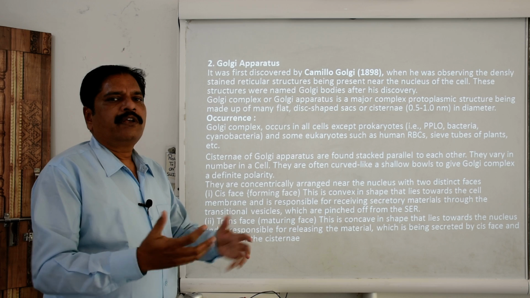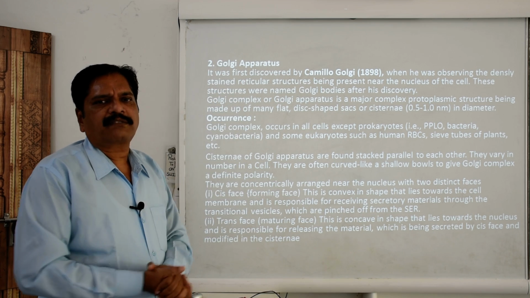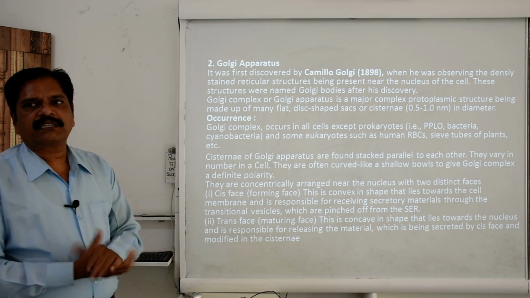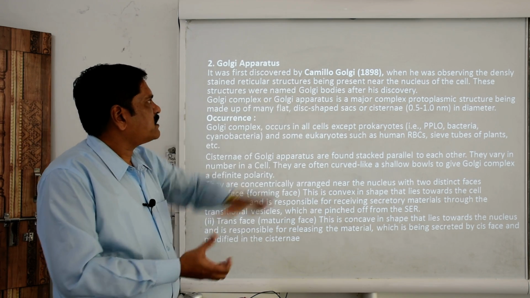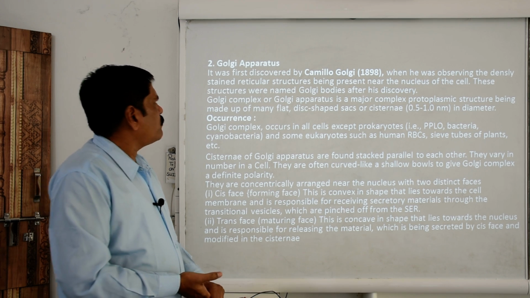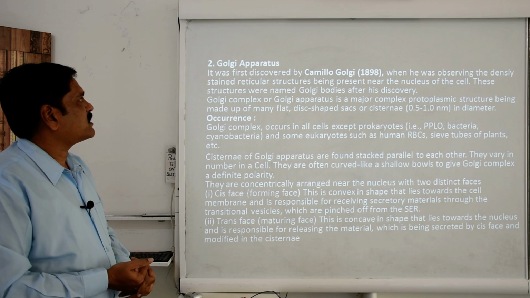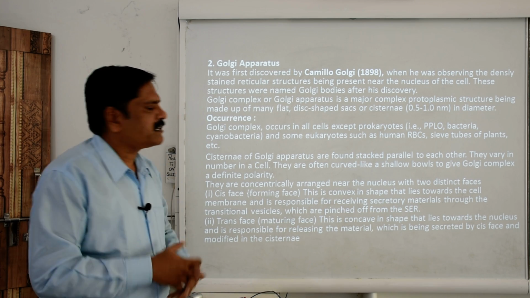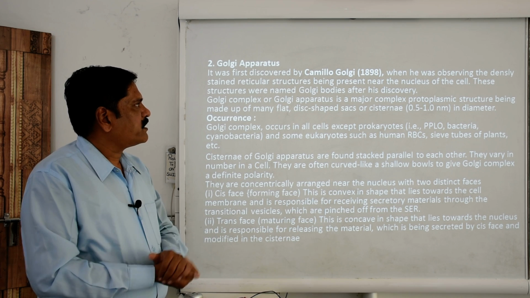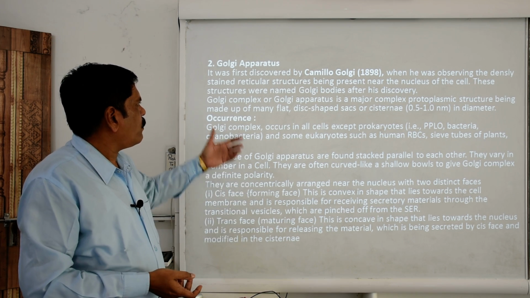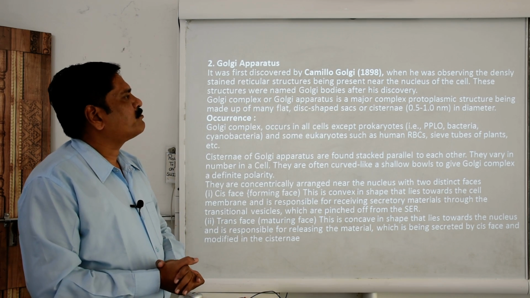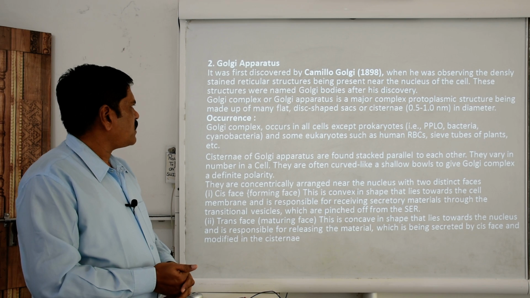Okay, now we are moving to discuss the next cytoplasmic component, that is the Golgi apparatus. It is also considered as the Golgi body. One scientist named Camillo Golgi, in 1898, observed a densely stained reticular structure present around the nucleus, which is called Golgi bodies. Okay, and it is observed that it may have disc-like spaces between 0.5 to 1 nanometer in diameter.